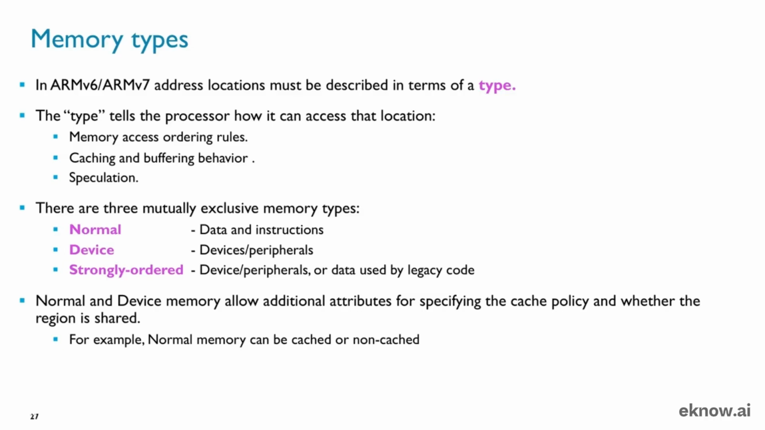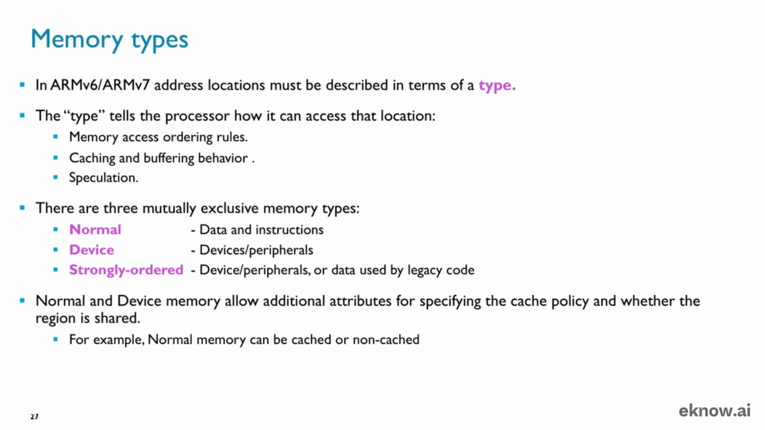First, memory access ordering rules. Can the processor reorder read and write operations for better performance? For some types of memory, the order is critical, while for others, it's more flexible. Second is caching and buffering behavior. Should the processor be allowed to keep a copy of this memory location's data in its fast, local cache? Or maybe buffer a write operation to be completed later? And third is speculation. This is when the processor tries to be clever and read data from memory before it's even certain that the program will need it. This can speed things up, but it's not safe for all types of memory.